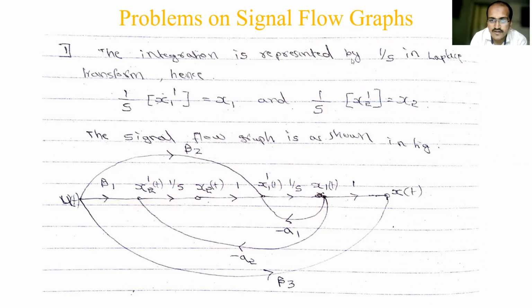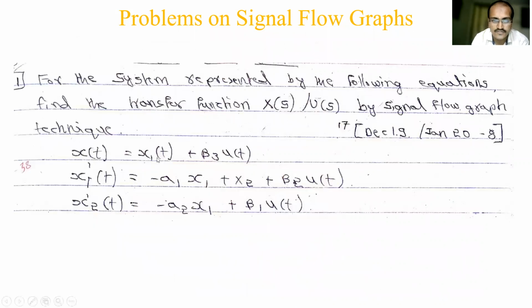So this is something called reverse engineering. So you have three equations. One is X of t coming from X1 of t and U of t with B3. Then X1 dash of t is minus A1 X1, coming from X1, that is X1 is in front. And X2 coming from the previous one and from input U of t. And the third one, X2 dash of t is minus A2 X1, X1 coming as a feedback, and beta 1 U of t.